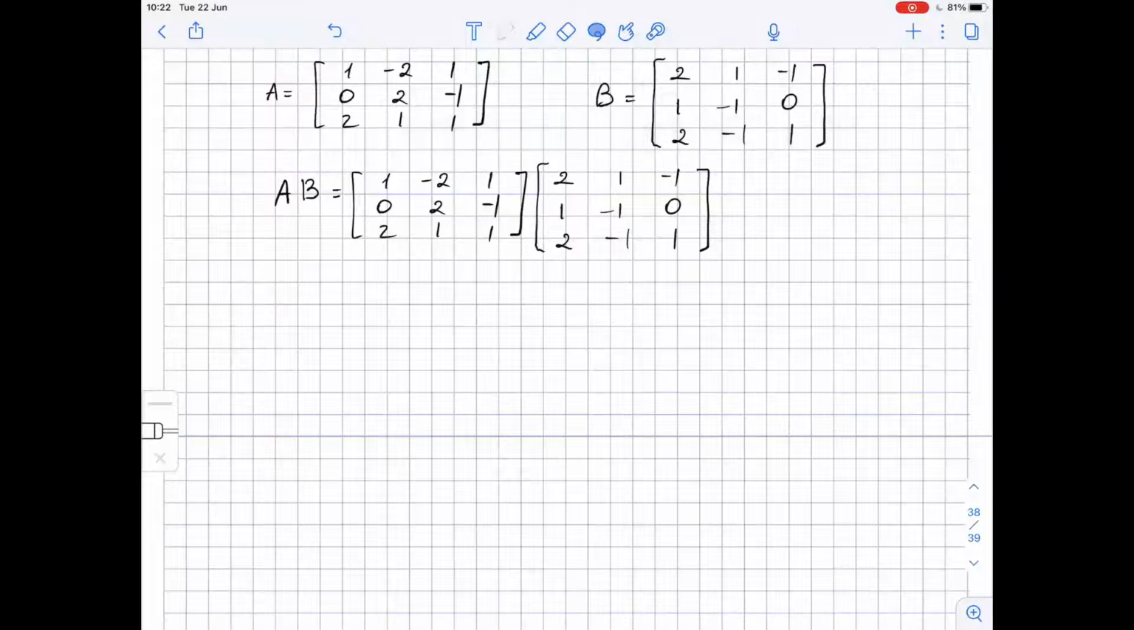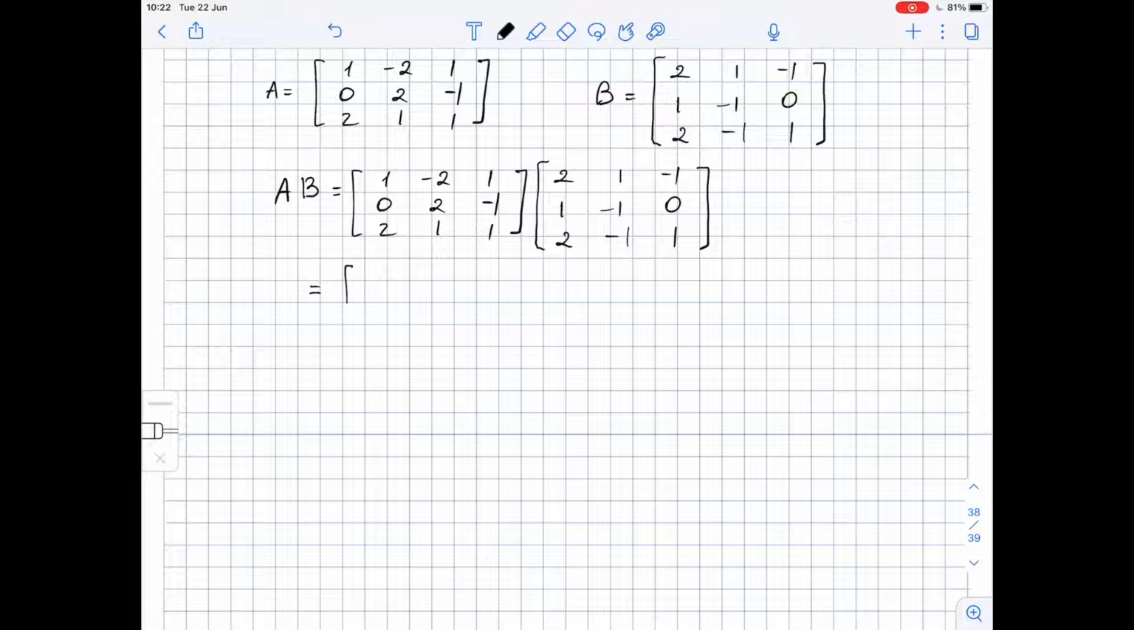So in order to find a product of two matrices, we need to find the dot products of the rows of the first matrix and columns of the second matrix. So for instance, if you need to find the first entry in the first row and first column, that means that you need to find the dot product of the first row of matrix A and first column of matrix B. So we will look at the dot product of these two vectors. Here we have 1 times 2 minus 2 times 1 plus 1 times 2.